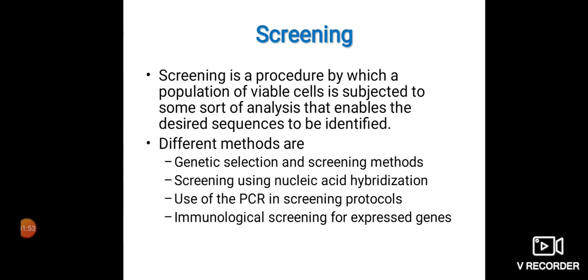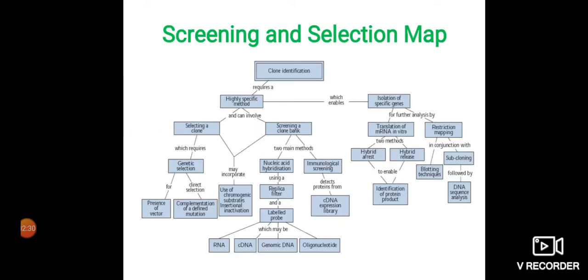For screening, it is a procedure by which a population of viable cells is subjected to some sort of analysis that will help in identifying the desired sequence within the organism. There are different methods of screening: genetic selection and screening, screening using nucleic acid hybridization, screening using PCR methods, and immunological screening. PCR screening I will not be touching upon much. In case you need it, if you tell me, then I'll touch upon PCR screening more. Mainly I'll be talking about the other three methods.